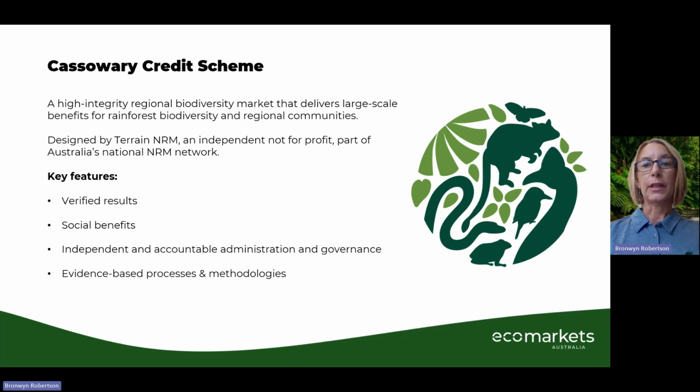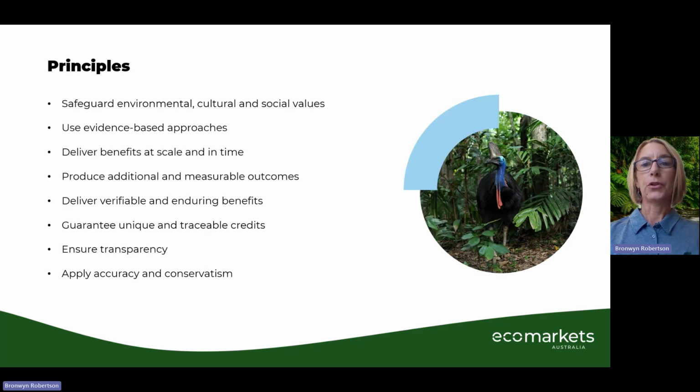So the scheme will deliver tangible, real results. Social benefits are an integral component of the scheme, and requirements for this have been included in the scheme's design. The scheme will be independently administered and governed and has a strong basis in science and evidence. I thought it worth showing here the underlying principles of the scheme. These principles underpin the design of the scheme and provide the foundation for its implementation. The principles are described in more detail in the guide.